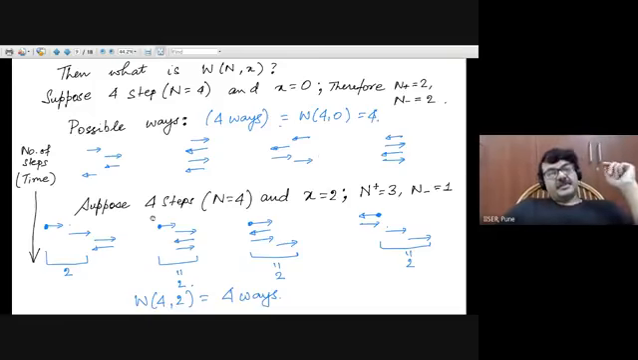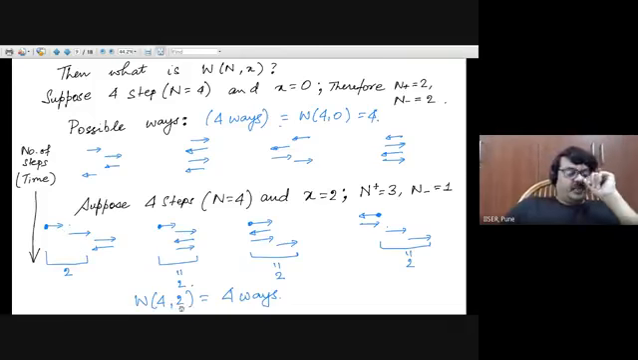Just to give another example, suppose you have 4 steps but net displacement equal to 2. Then you need to have the number of steps to the right, n plus, to be 3, and the number of steps to the left to be 1. And again, you can work out that you have 4 ways, or 4 different random walks, which correspond to a displacement of 2. So for example, right, right, right, and then 1 left. Net displacement of 2 and a possible random walk with this particular displacement and n equal to 4.